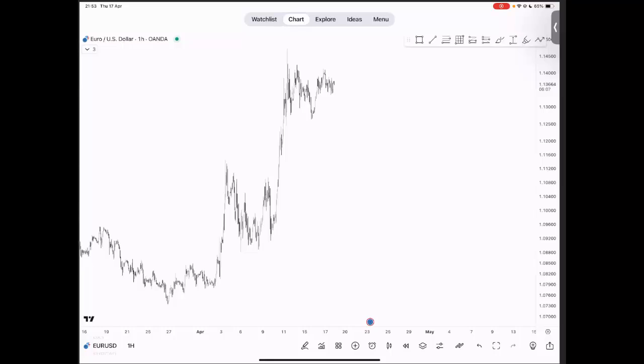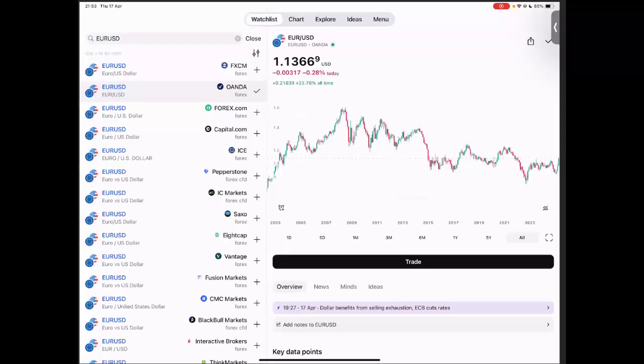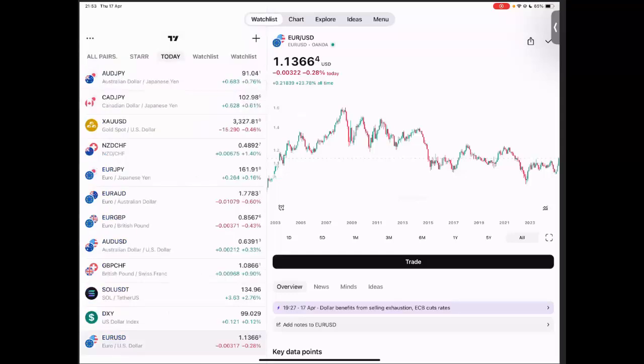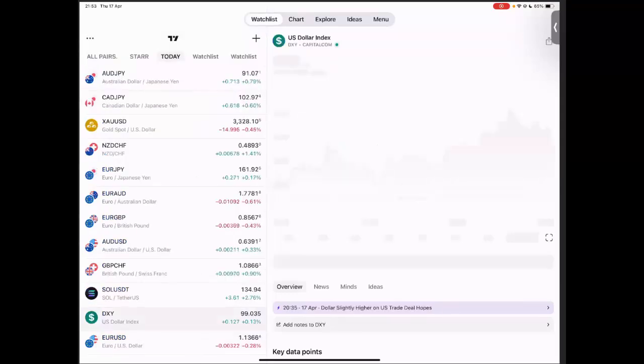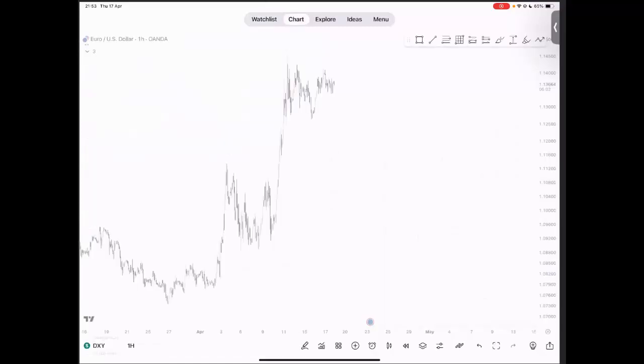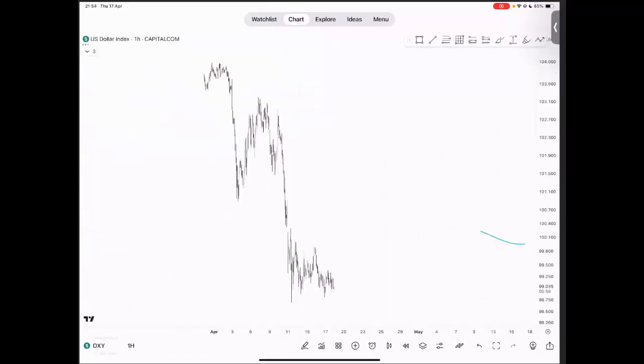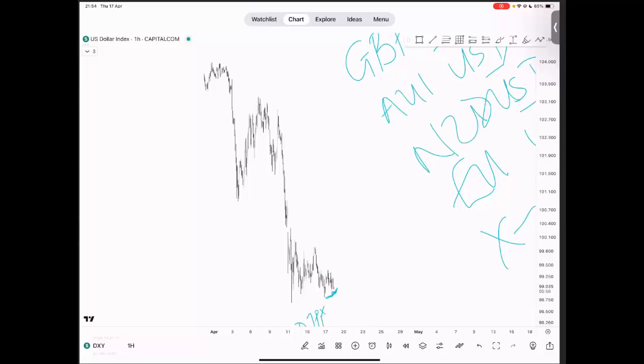So the pairs that have USD as their base currency are positively correlated. DXY pumping, they are pumping. The pairs that have USD as their quote currency, which is the second currency, are negatively correlated. As DXY is pumping, they are dumping. As DXY is dumping, they are pumping. So that's it about correlation.